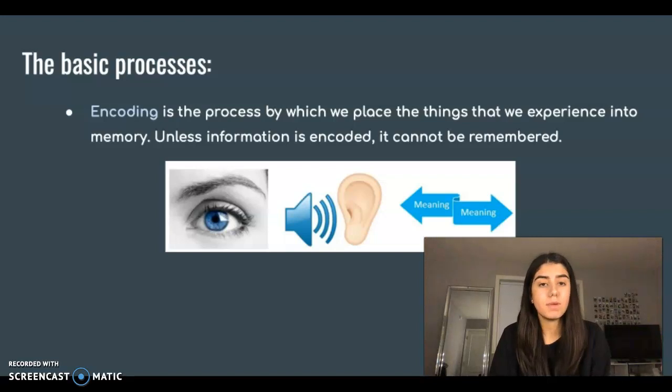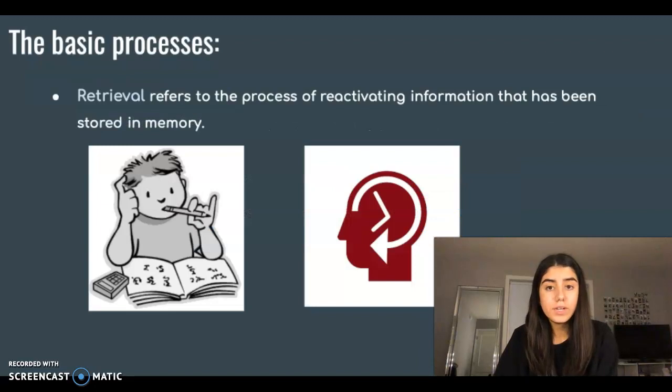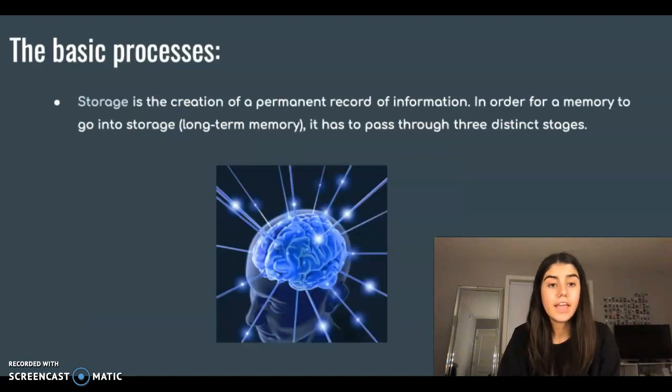So this is the process by which we place the things that we experience into memory. So unless information is encoded, it cannot be remembered. And the second one is retrieval. So this refers to the process of reactivating information that has been stored in the memory. And lastly, storage. So this is the creation of a permanent record of information.